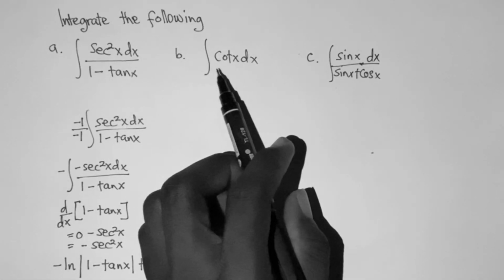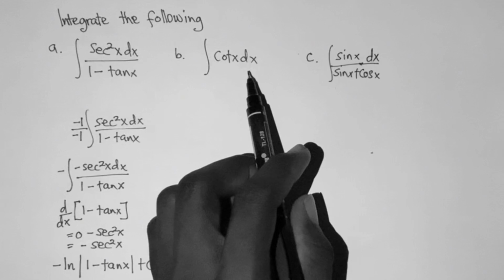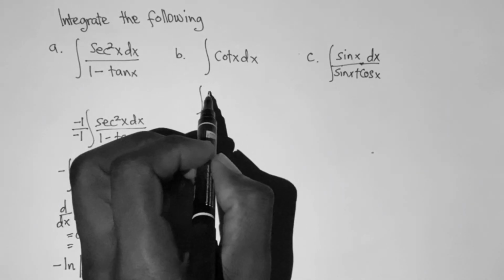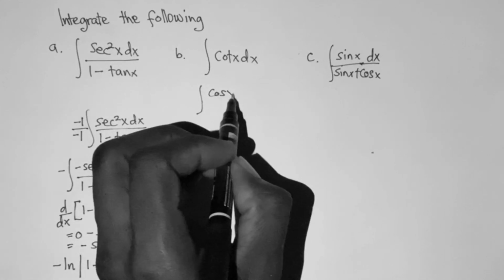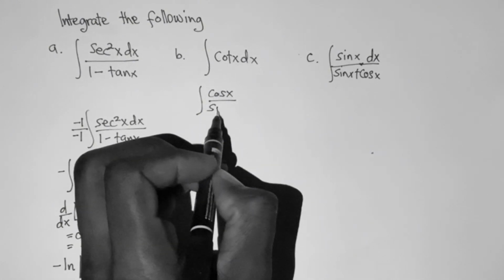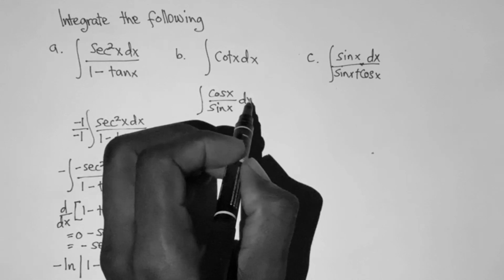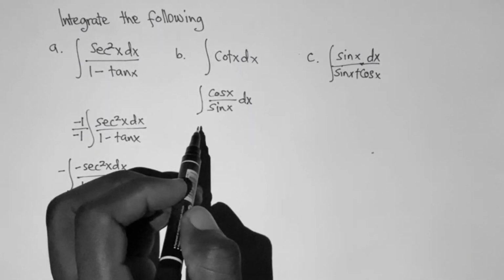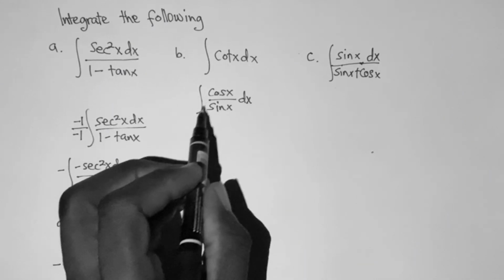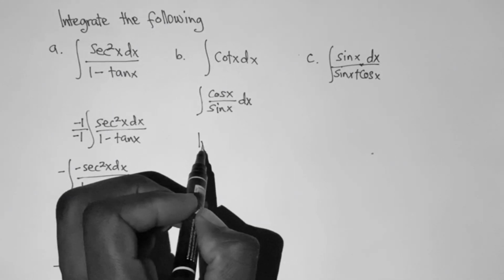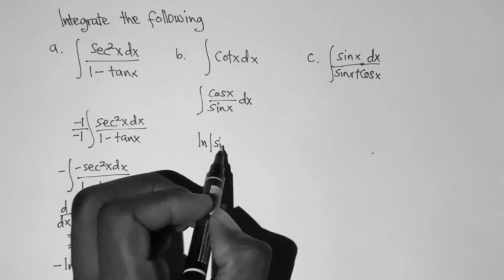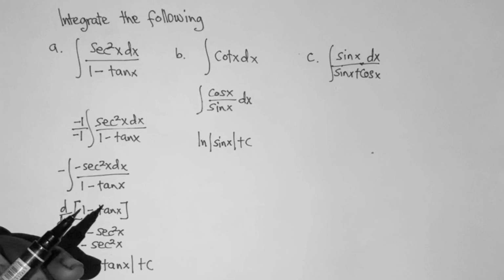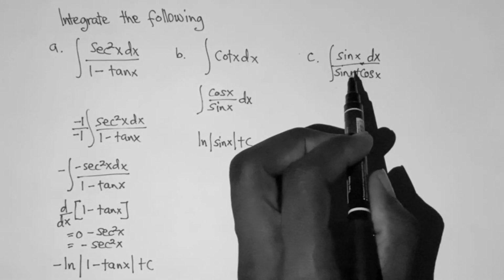Now, for this part, we are supposed to integrate cot x. But we know that cot x is the same as cos x divided by sine x dx. When we differentiate sine x, we will get cos x. So therefore, this integral will become the natural log of the absolute value of sine x plus c, the constant of integration.